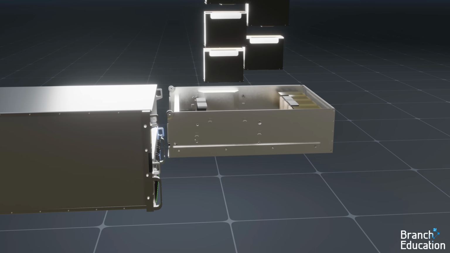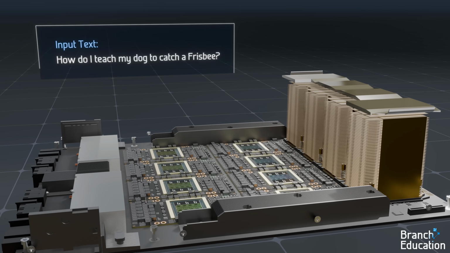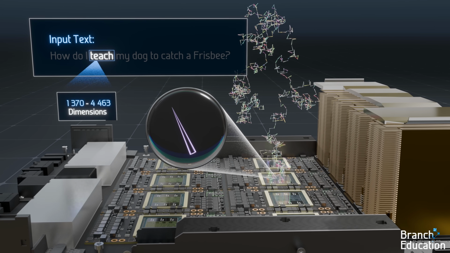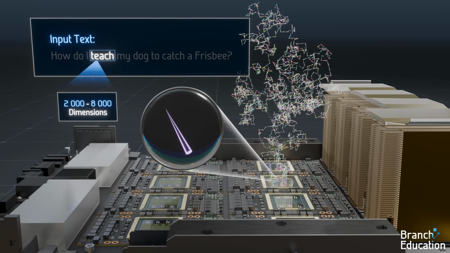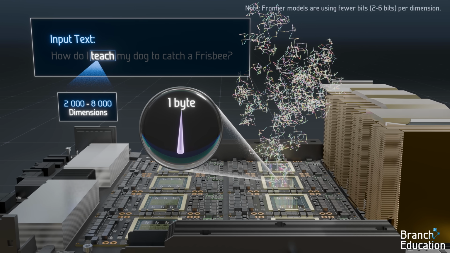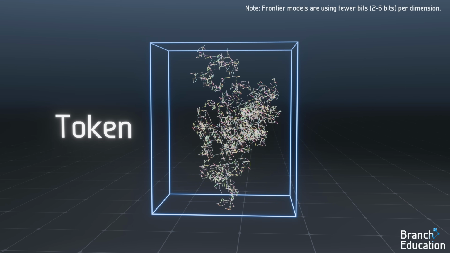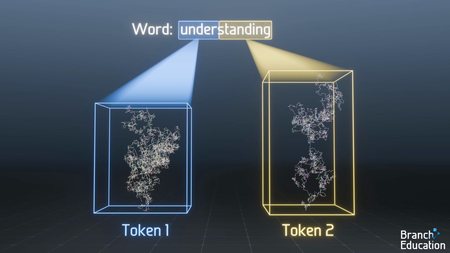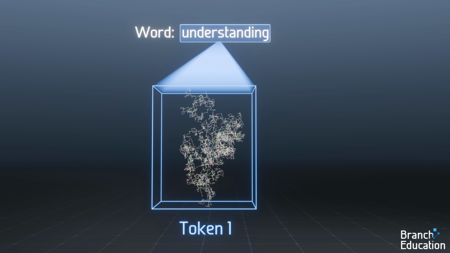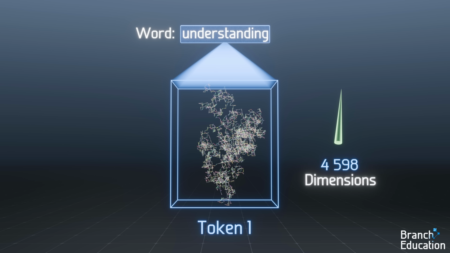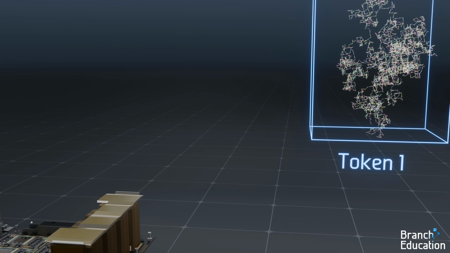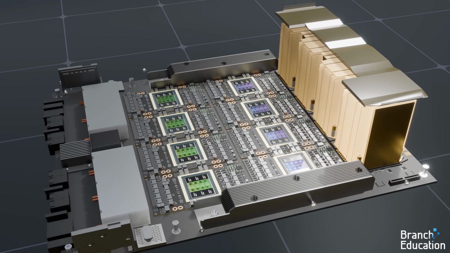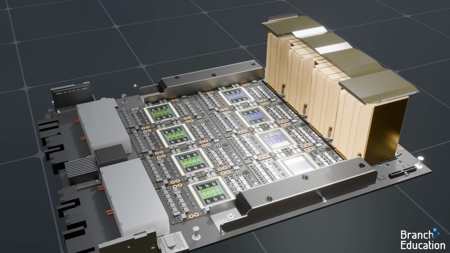Well, essentially, AI needs to build an understanding of the input text, and it does this by using roughly between 2 and 8,000 dimensions or values per word, each 1 byte in size. Technically, an AI uses tokens, which can sometimes be a part of a word, but for simplicity we'll say one word equals one token, and that each token uses 8,000 dimensions. We're planning many more videos that will dive deeper into AI, but for now, we'll provide a high-level explanation.